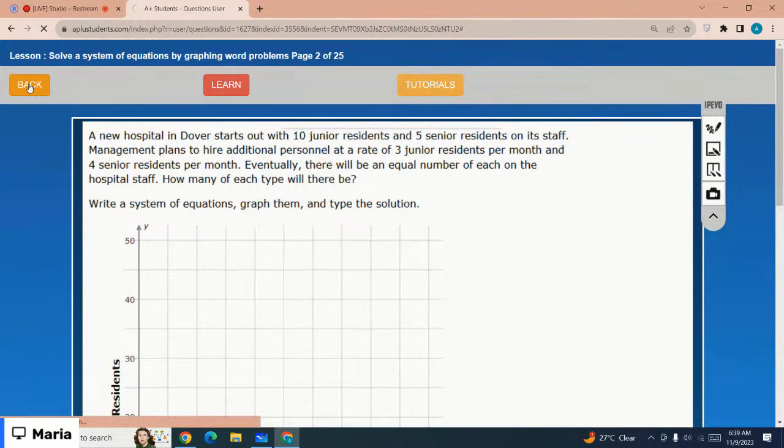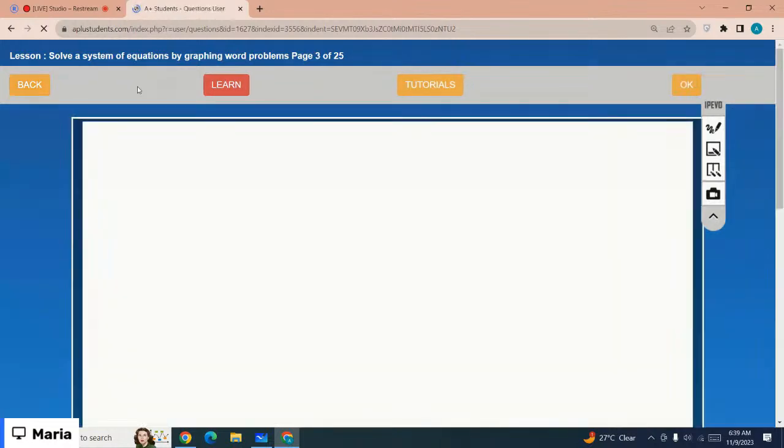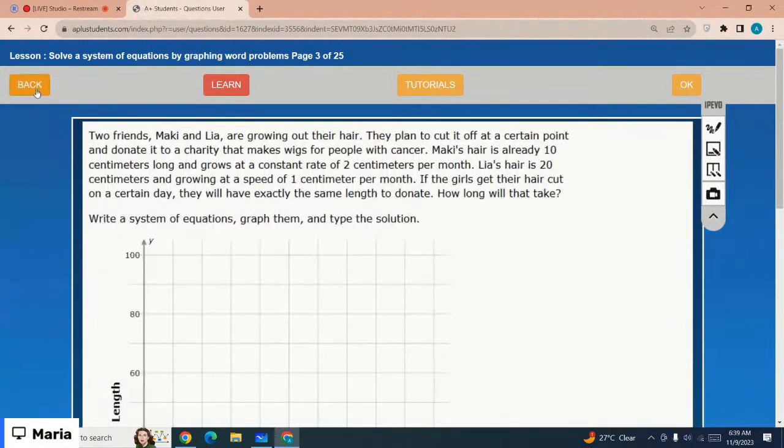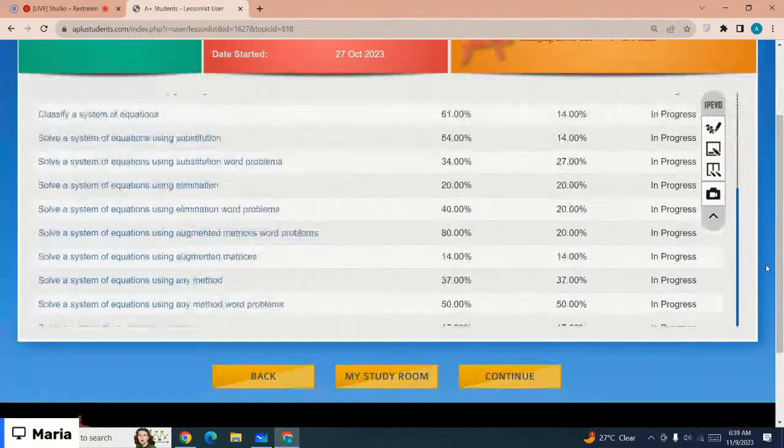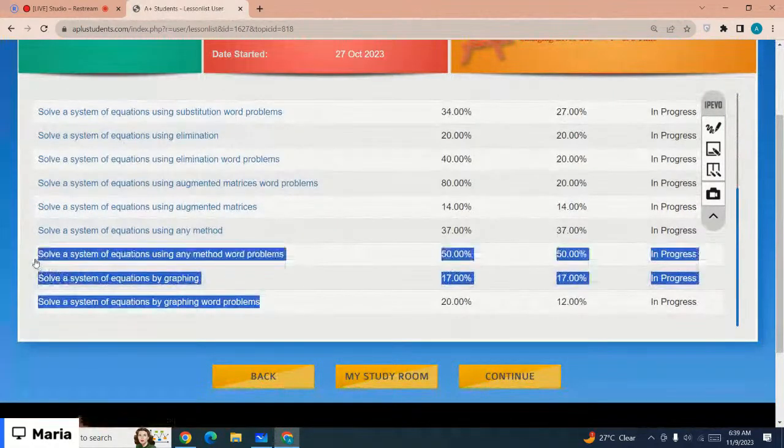Okay, you can complete the lesson by yourself later today. Also, we are done with the chapter. We're working on grade 10 math. The chapter we were working on is system of linear equations, and the lessons we have covered today are solve a system of equations using any method word problems, then solve a system of equations by graphing, and the one we just did is solve a system of equations by graphing word problems, right? So please make sure before the next session you complete all the practice questions for the lessons we just did. That is your homework until next session, right?